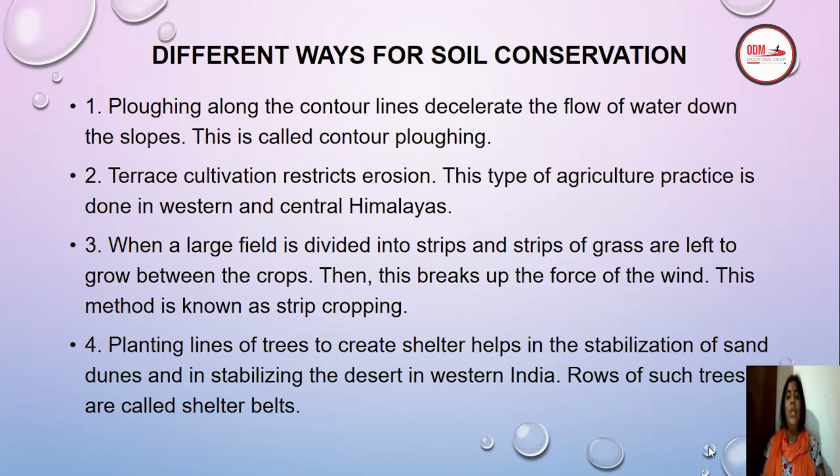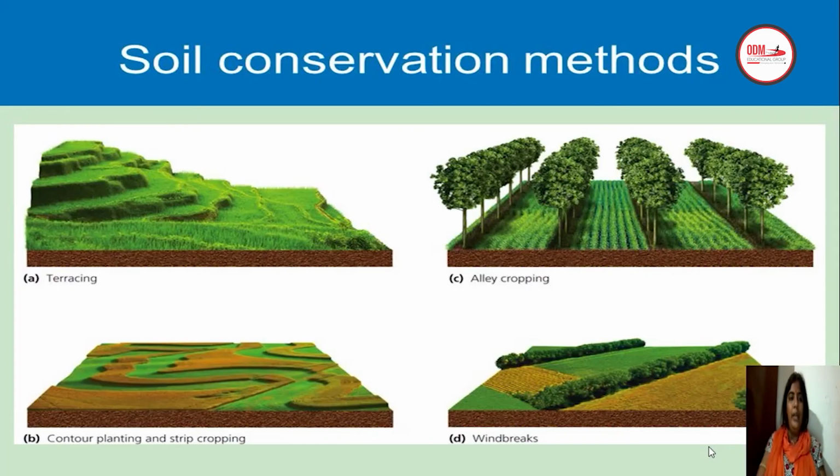In that way, what happens? We give a break to the force of the wind, and we are able to restrict the blowing away of the soil. See here, pictures are shown of terracing, then alley cropping or strip cropping, then this is your contour and strip cropping, and the wind breaks here, or you can say your shelter belts. It gives a break to the blowing wind. It decreases the force of the wind.